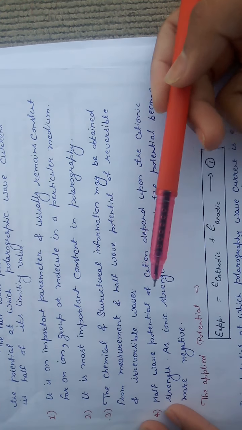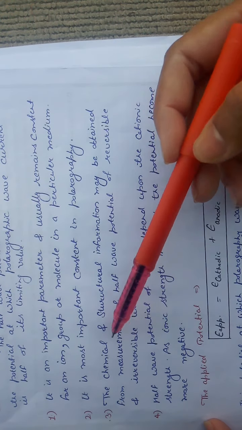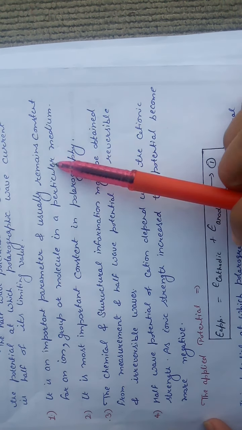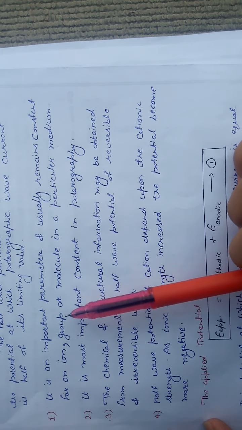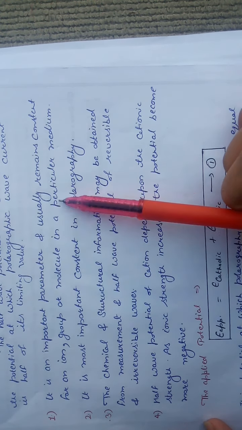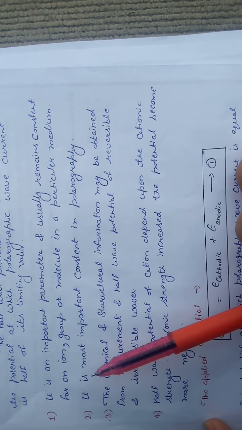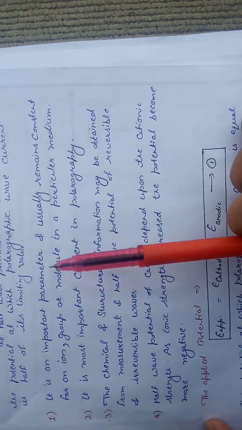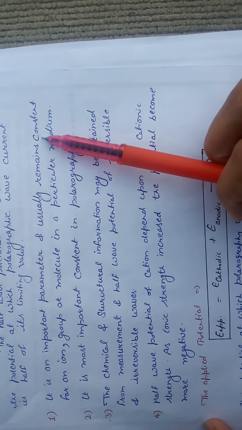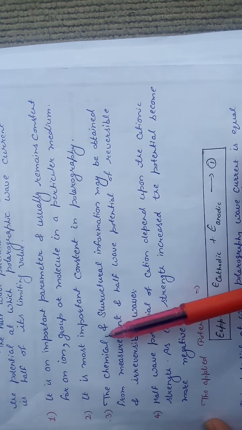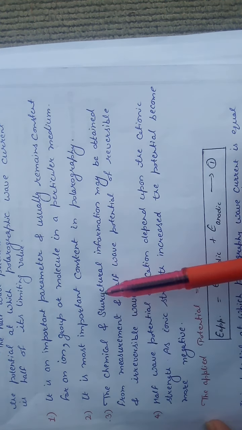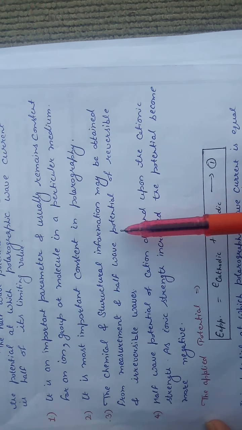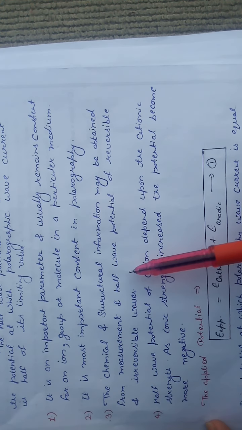We will explain it in simpler points. First, it is an important parameter and usually remains constant for an ion, group or molecule in a particular medium. Second, it is the most important constant in polarography, because you have observed that it is a constant. How? The chemical and structural information may be obtained from measurement of the half-wave potential of reversible and irreversible waves.